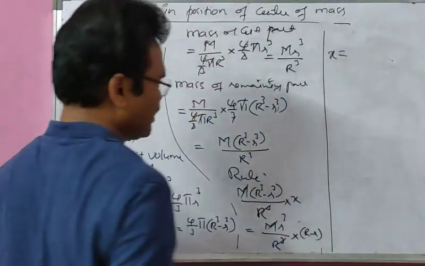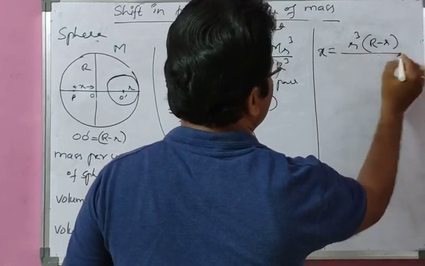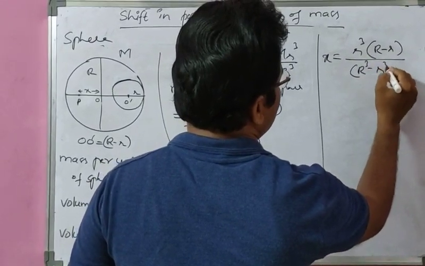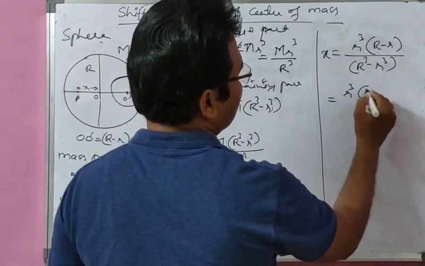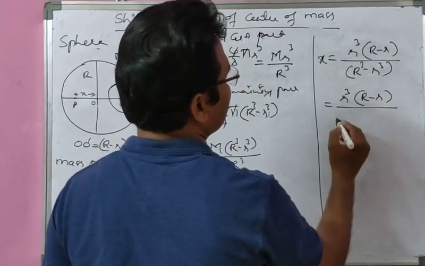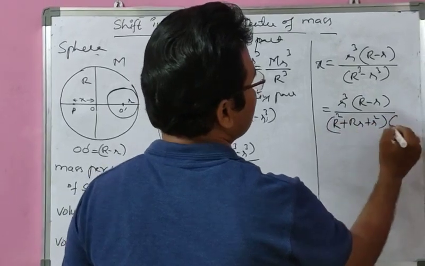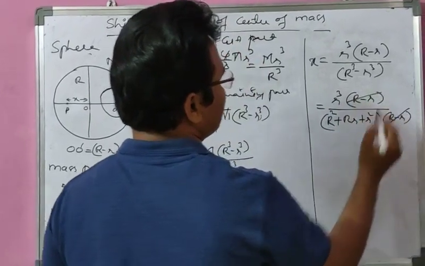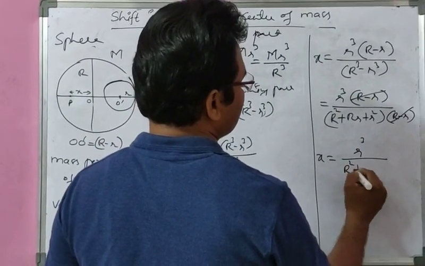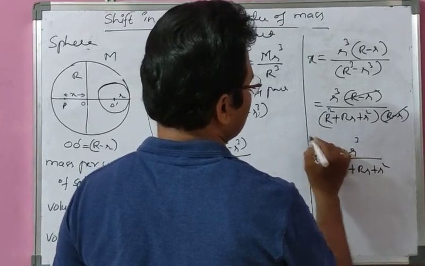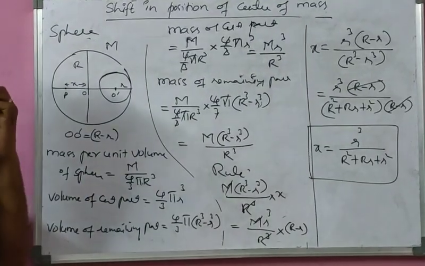So x equal to, we can write here, r cube into R minus r by R cube minus small r cube. This we expand using the a cube minus b cube formula. So r cube of R minus r divided by, we are going to get R square plus R r plus r square into R minus r, which gets cancelled. We are going to get x equal to r cube by R square plus R r plus r square. So this is the formula you have to keep in mind in the case of the sphere here.